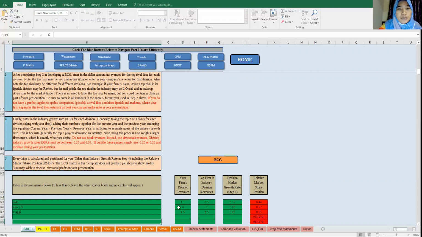So after you enter your division revenue, you enter the top rival. Choose the one that is the top competitor for each division. So remember, per division you may have a different competitor.